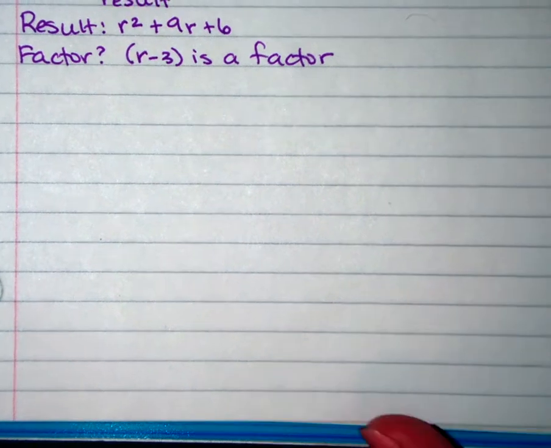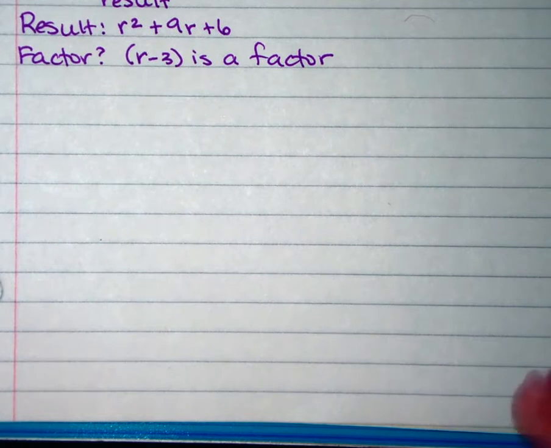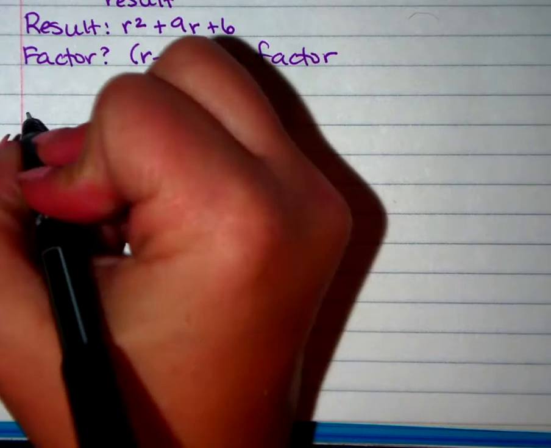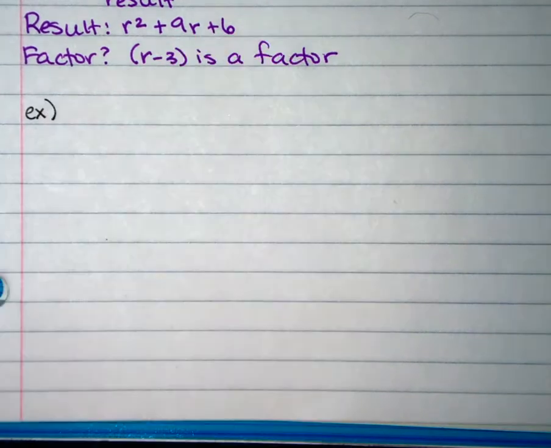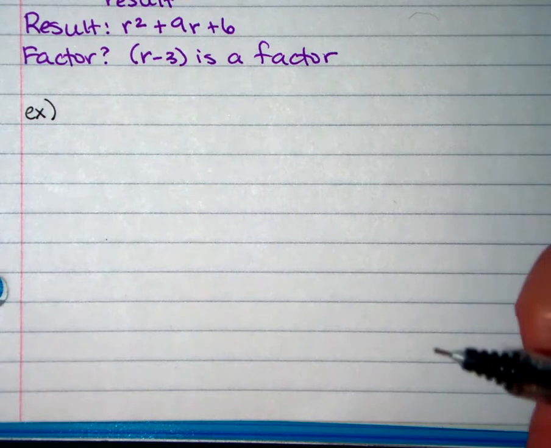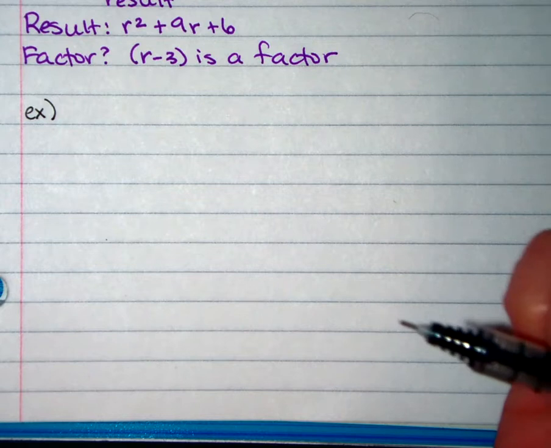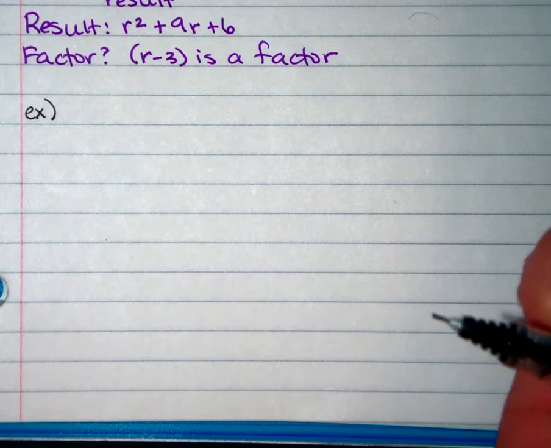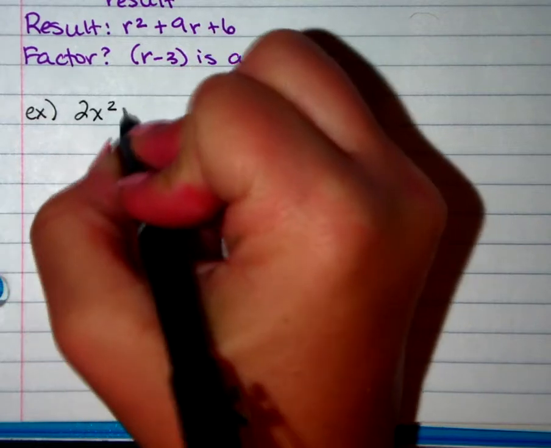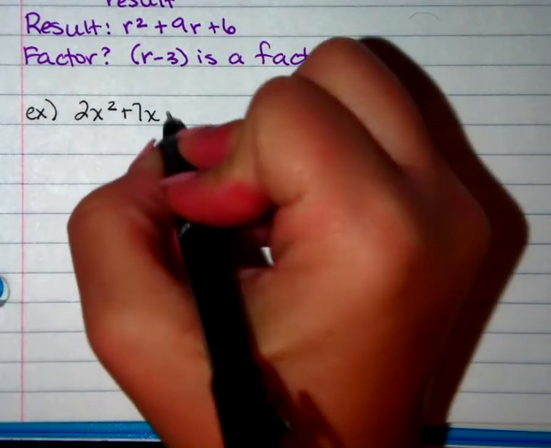So in these examples, what we'd like to do is still continue our work with synthetic division, but look at some different polynomials which may have factors or binomials that are not factors, and also some of these weird oddball ones as well. So for example, let's look at the polynomial 2x squared plus 7x plus 9.